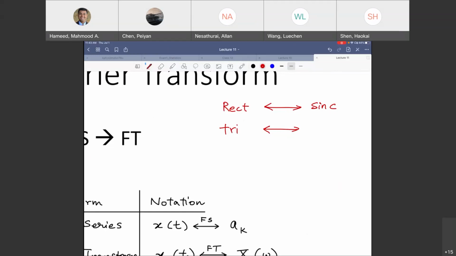What do I need to do to rectangles to get a triangle? No. Triangle. If I integrate, I'll just get a ramp. I need a triangle. I have rectangle. Convolve it, right? So if I convolve two rectangles, what do I get? I get a triangle. So what am I doing? I'm doing a convolution in time domain. Sinc squared.